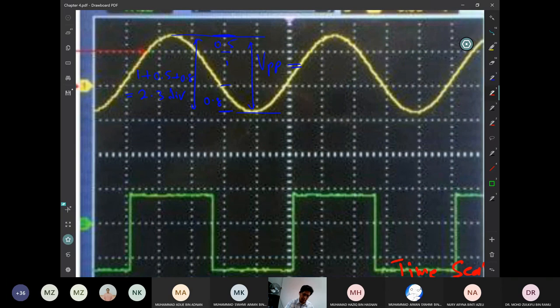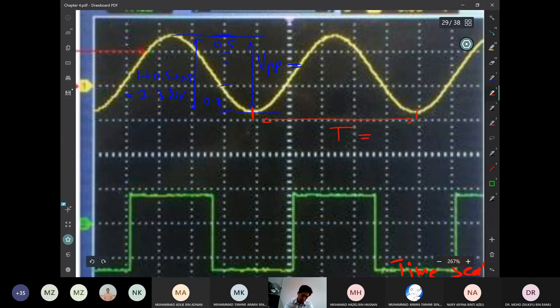T nak kira dari mana ke mana ni? One cycle kat sini lah pun boleh. So this is T. You buat satu period, you boleh pilih lah mana-mana you suka. Jadi asal dia nampak satu period. Kalau ini saya pilih kat sini lah.